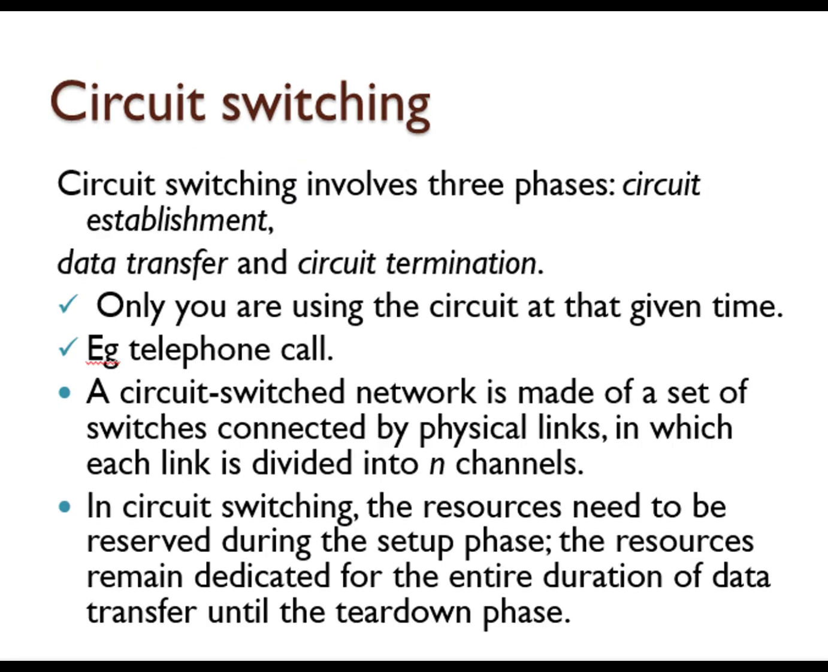Circuit switching involves three phases: circuit establishment, data transfer, and circuit termination. Only you are using the circuit at that given time, for example a telephone call. A circuit switched network is made of a set of switches connected by physical links, in which each link is divided into channels. In circuit switching, the resources need to be reserved during the setup phase. The resources remain dedicated for the entire duration of data transfer until the teardown phase.